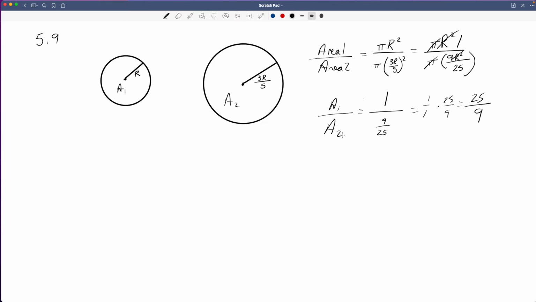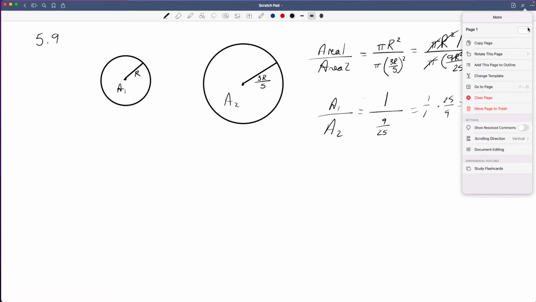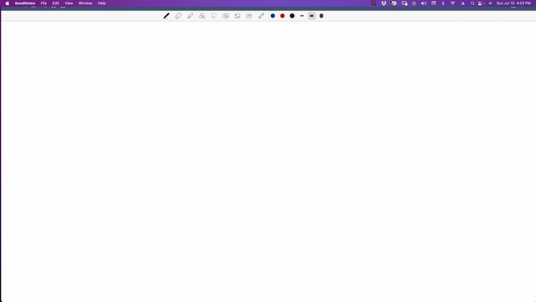All right, diagonals of rectangular solids. We can use the Pythagorean theorem twice to find a formula for the length of a diagonal of a rectangular solid. I'm going to show you that in this example problem. Let me clear the page and put that up here for you.